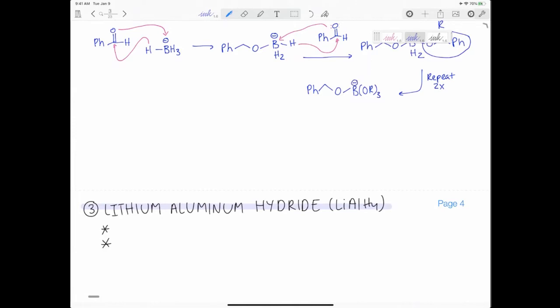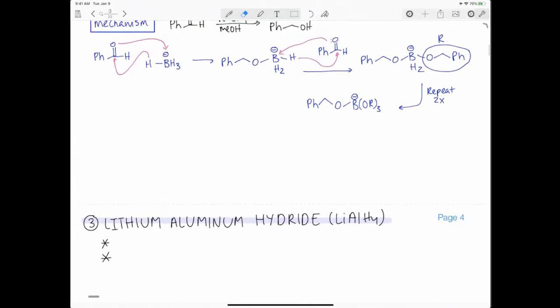And then if you remember the 9-BBN step, we would have the peroxide, right? The deprotonated peroxide attacking here. But we don't have it, right? Because our reagents are sodium borohydride and methanol. So this is where methanol is going to come in for the second part of the reaction. Okay, I'm going to bring methanol in.